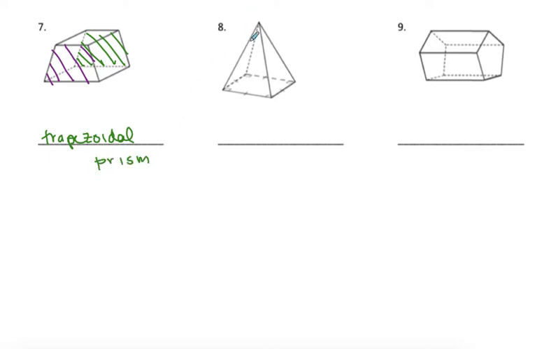On number 8, we have an apex. So as soon as I see apex, I should be thinking cone or pyramid. I don't see a circle, I see a rectangle here. So just like on number 1, this is going to be another rectangular pyramid.